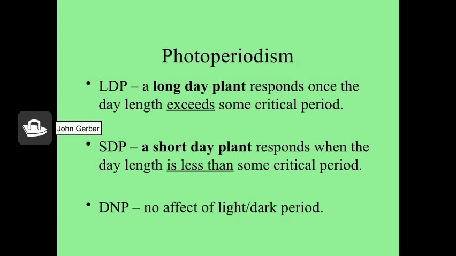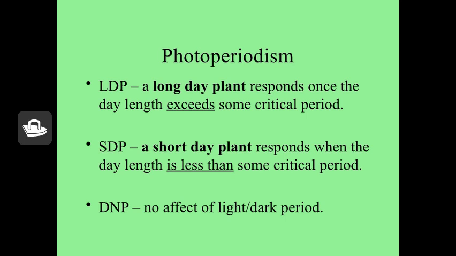First, some definitions. Plants are categorized according to photoperiod response in three different categories. Long day plants, short day plants, and day neutral plants. Day neutral plants are those that don't respond to photoperiod. I'm going to stop apologizing when I say long day plant because you know when I say long day plant, what I really mean is a short night plant.